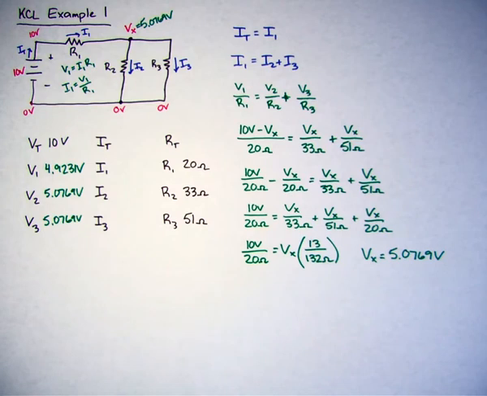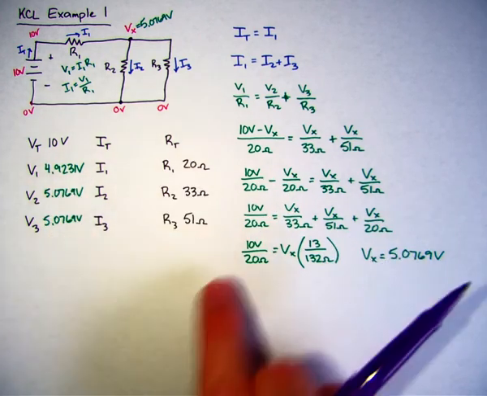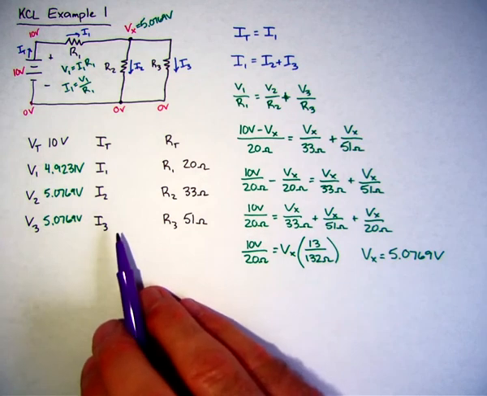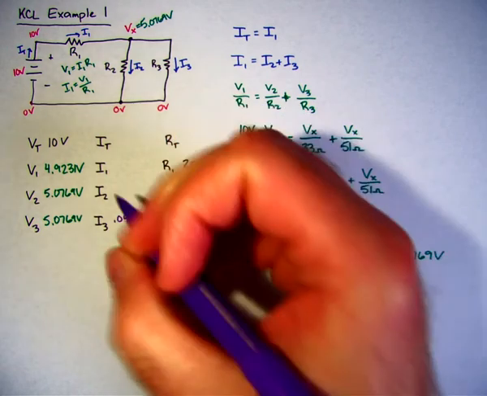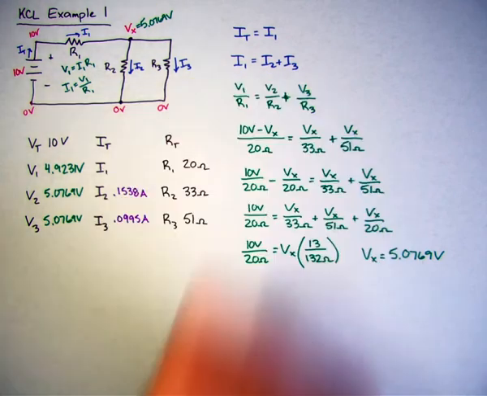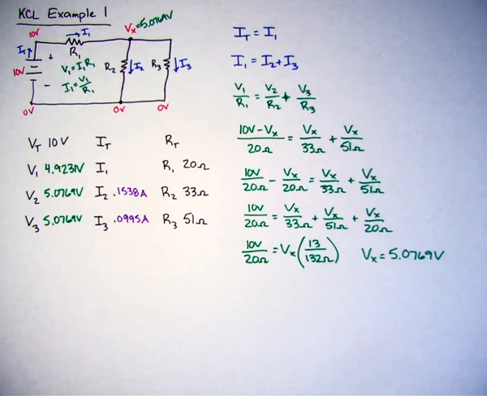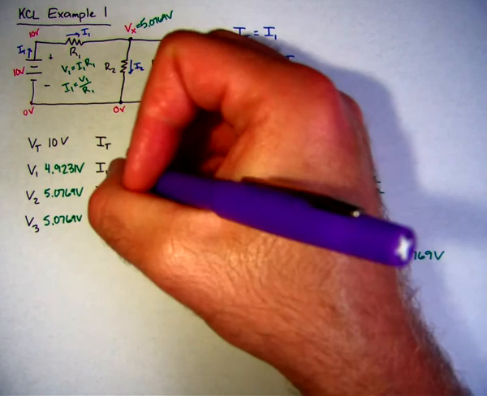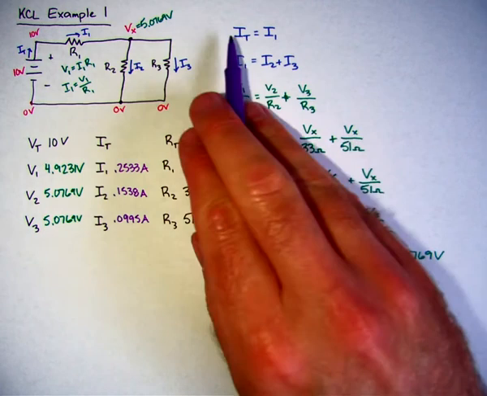Now the next thing I can do is I can figure out my currents. And figure out the currents, just Ohm's law. I know the voltages. I know the resistances. So V equals I times R. I can figure out that the current through I3 is 0.0995 amps. I can figure out that the current through I2 is 0.1538 amps. And then I1, I can just add those up to get I1. So if I just add 0.0995 plus 0.1538, I get 0.2533 amps.